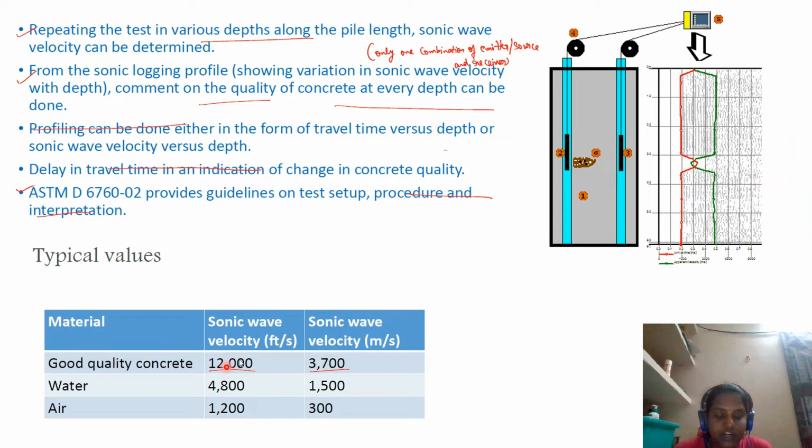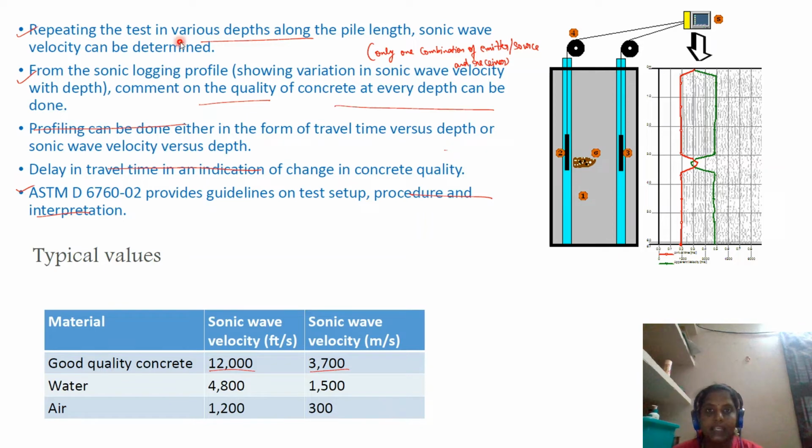There are some reference values. If your sonic wave velocity is around 3,700 meters per second, then it means you have a very good concrete formation. If it is decreased or increased, then there is some issue. The wave velocity in water is 1,500 meters per second, and the lowest is in air at 300 meters per second.